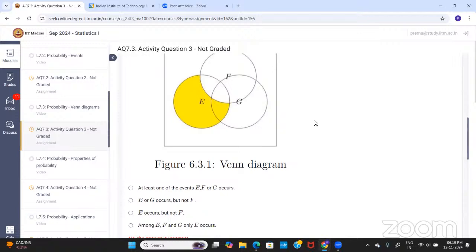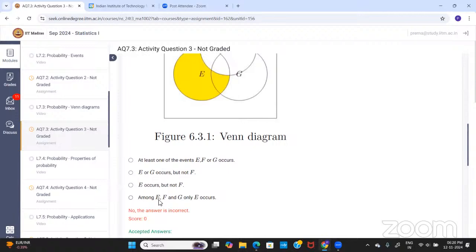The next is E or G occurs, but not F. So E or G will be E union G, but not F, so we will exclude the F part. But here you can see the G portion is not covered, so the second option will not be correct. Next is E occurs, but not F. So this will be correct because it is including the part of E but not F, which means it is excluding the part of F. Right?